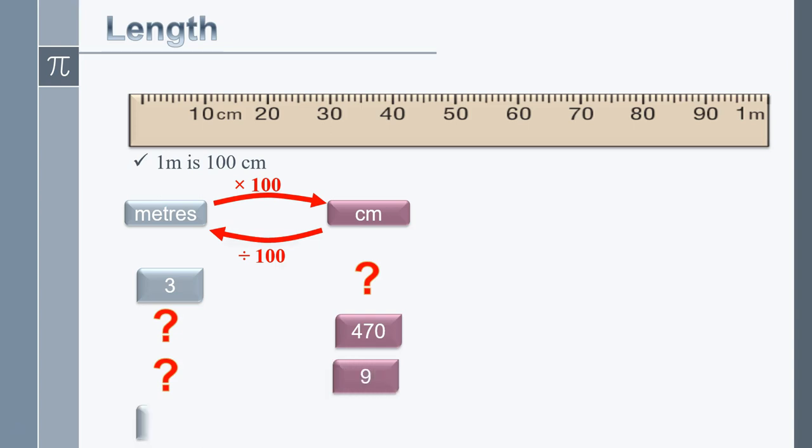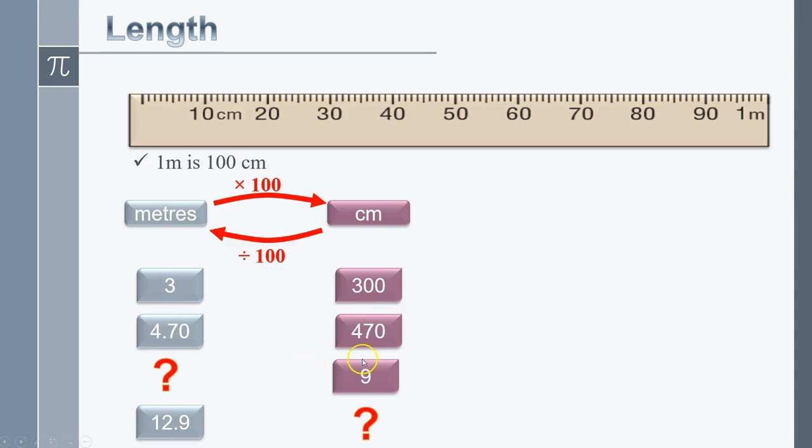So here we've got 3 metres. How many centimetres is that going to be? That's going to be 3 times by 100, so that's going to be 300 centimetres. Going back the other way, clearly 470 centimetres is going to give us 4 complete metres, and then we're going to have 70 centimetres left over. To divide by 100 gives us 4.7 or 4.70.